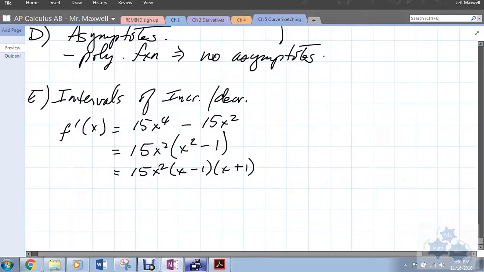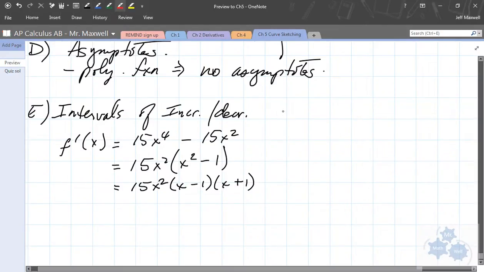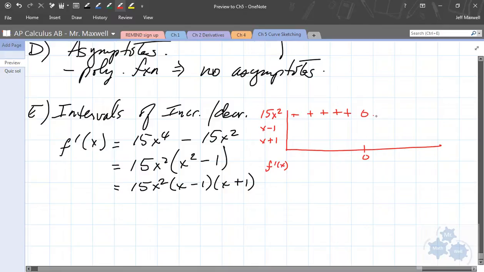Now, intervals of increase and decrease, we're going to want to use sign analysis here to find out where those intervals might be. And so we put the factors up here on the left, and we do some sign analysis. We're going to determine what is happening to our derivative down here. And so 15x squared is 0 at 0, right? This is squared, so any negative value for x is still going to be positive here. So it's positive on either side of the 0.